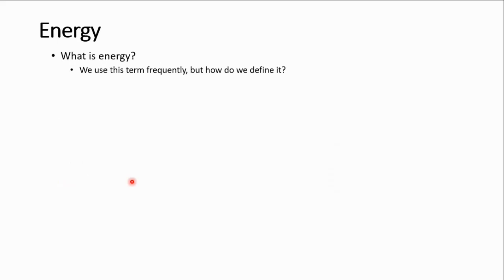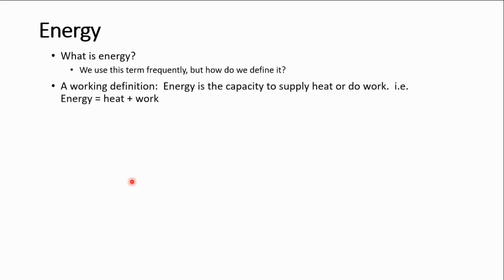Now, for a simple definition, right? A simple working definition is that energy is the capacity to supply heat or do work. All right? Energy is equal to heat plus work. And it's a simple working definition. Energy is the capacity to supply heat or to do work. And that is the definition we will work with in this very basic course.